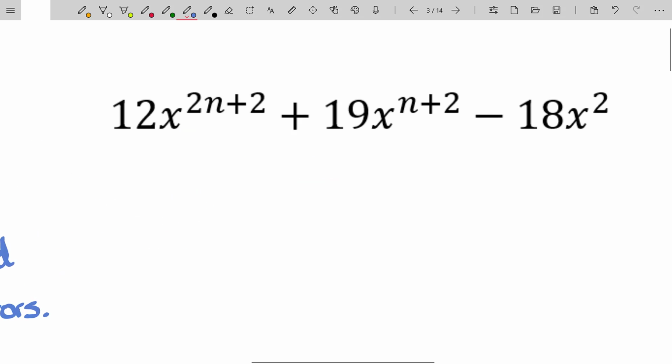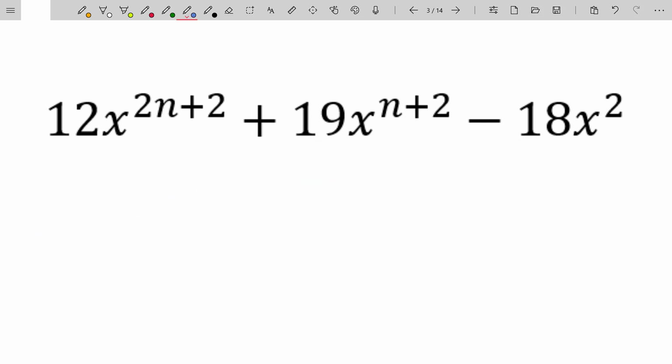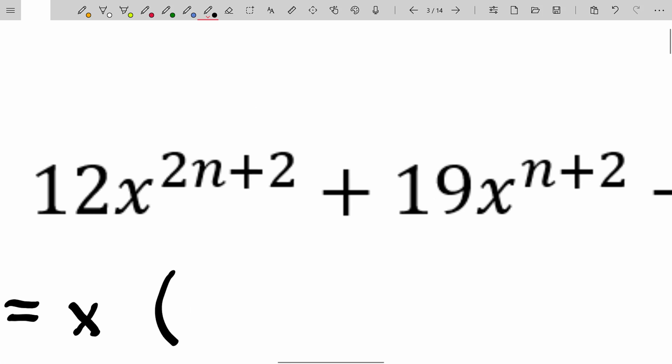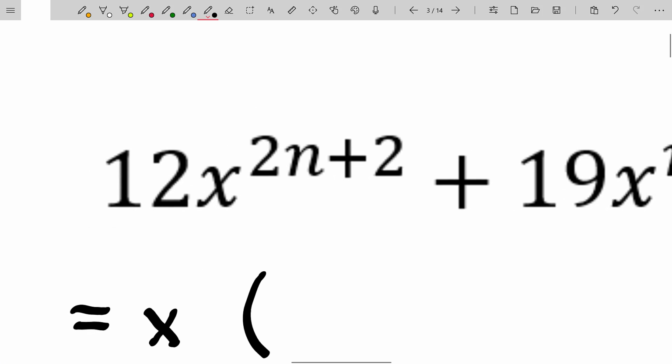Now, as far as constants, like the coefficients here, 12 and 19 and 18 do not share anything other than 1 in common as far as factors go. So constants, they don't have anything in common. But x's, they do have something in common. So I'm going to say this is equal to, and then I will discuss how to figure out what power of x to factor out. I'm going to factor out some power of x. Let's look through each of these to see what's the lowest powered version of x.